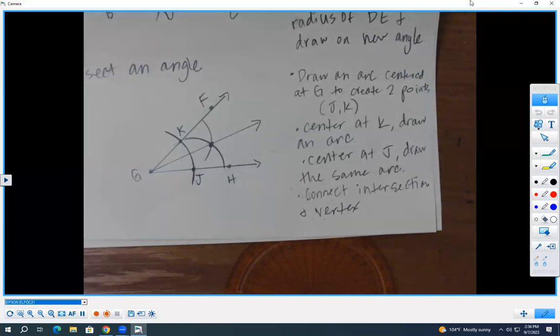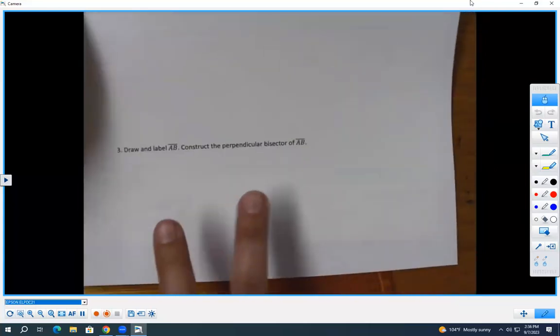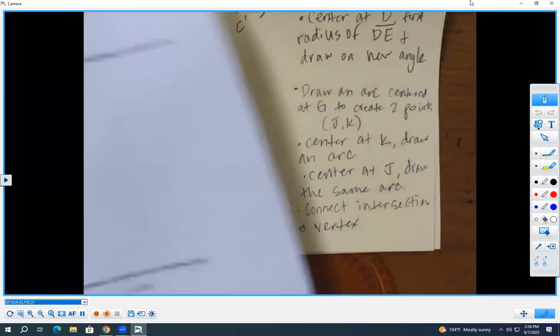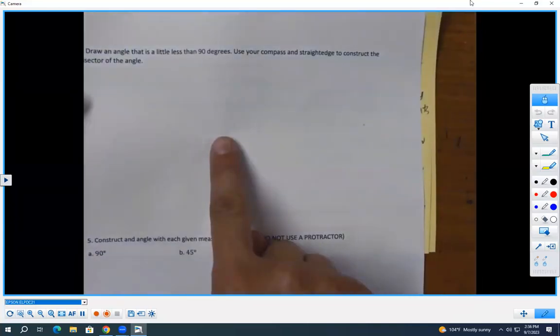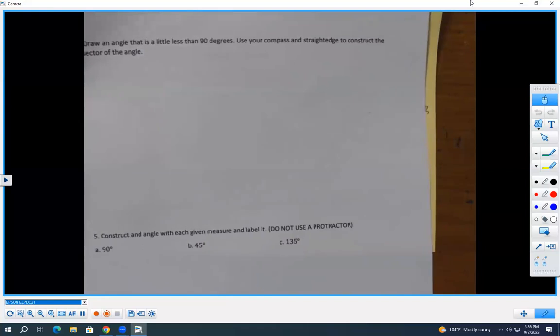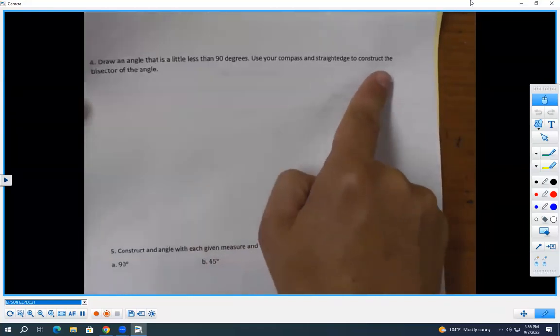So on your homework, you're duplicating a line segment, duplicating an angle, and the perpendicular bisector. And this homework's also due tonight, right? No, Tuesday. The one tonight is the bookwork. This one is draw an acute angle, bisect it.